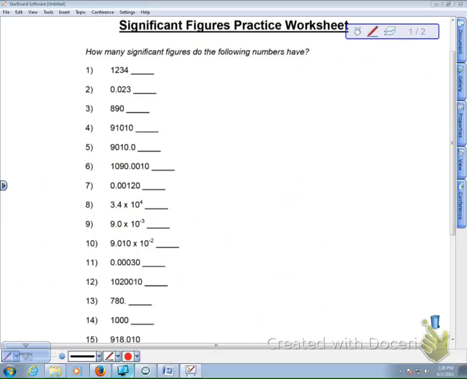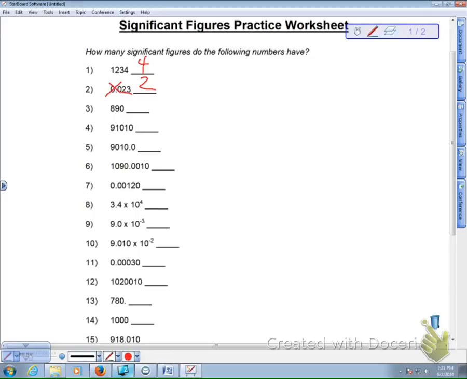All right, let's have some fun with this. How many sig figs do the following numbers have? Well, in number 1, there are 4. All numbers count. In number 2, if you look carefully, there are just the 2. These zeros are what we called leading zeros. They don't count. Don't start counting until you get to the first number.